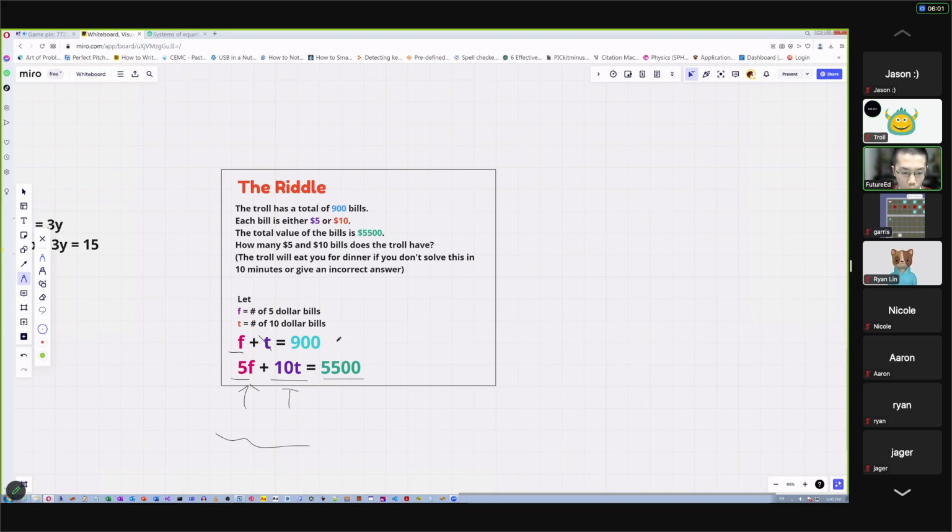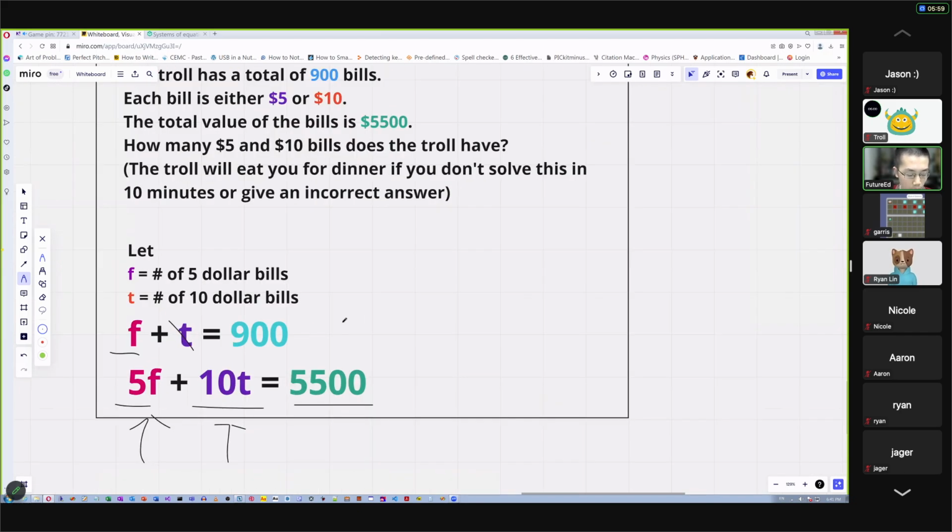So to do that, we can write it like this. On this side, how would we isolate the T? Ryan, any ideas? How can we isolate the T? I'm talking about the first equation. So I want the equation to be T equals something.